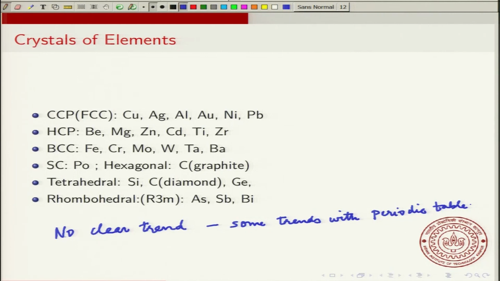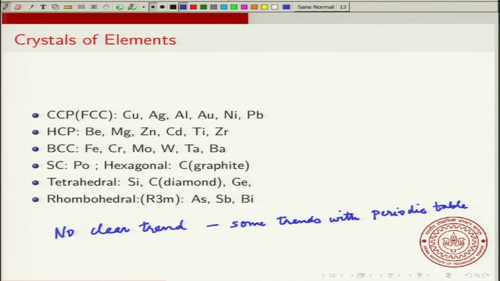Okay, but overall there is no clear trend. For example, there is no clear understanding of why iron is BCC whereas copper is FCC. Really, these are just the crystal structures that are observed, and it turns out that the electronic structure of these elements makes iron prefer a BCC, whereas it makes copper prefer an FCC.